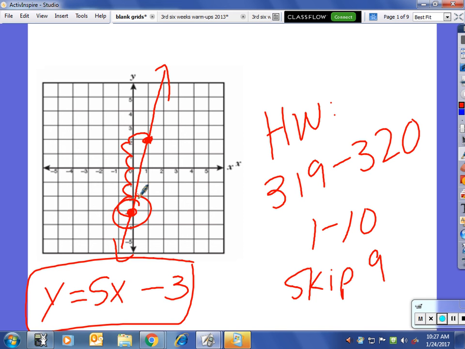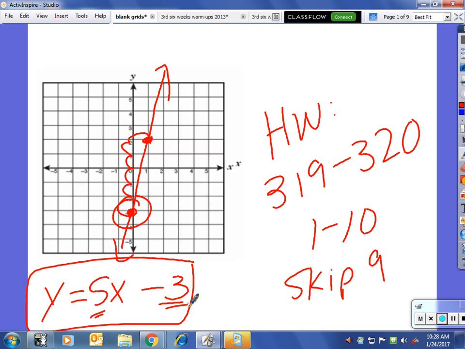Now you have to write the equation. Some kids are just telling me 5. Okay, they're finding the slope, but that's not an equation. It should look like this: y equals 5x minus 3, with the slope in its right position and the y-intercept in its right position. We're putting it in slope-intercept form.